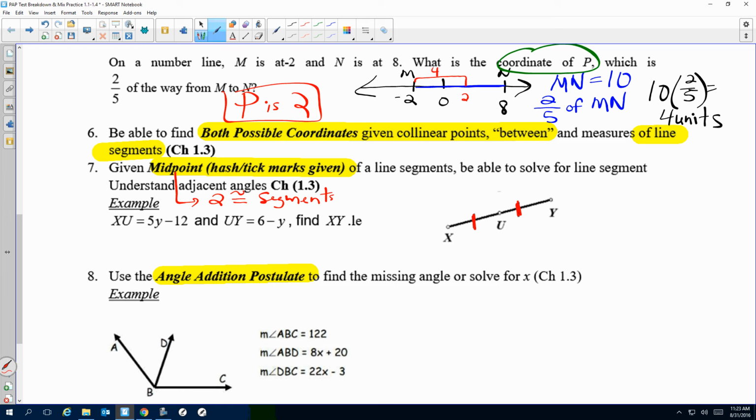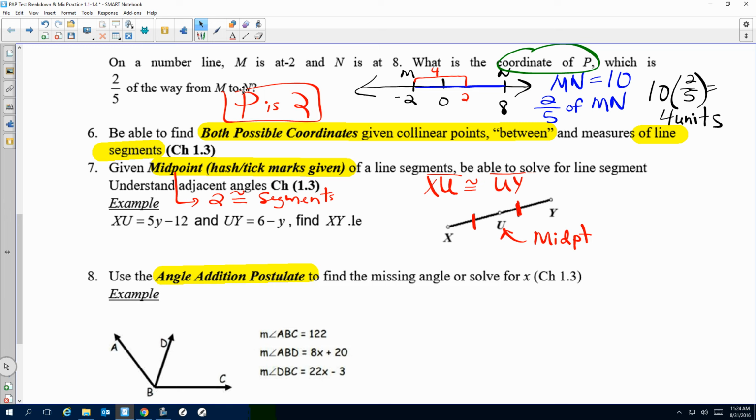That tells me that XU is congruent to the segment UY with those tick marks. So if those two segments are congruent, then I now know U is the midpoint. On the test, I'm going to say it with words, or I'm just going to say it with a symbol. And you have to be able to recognize the relationship.